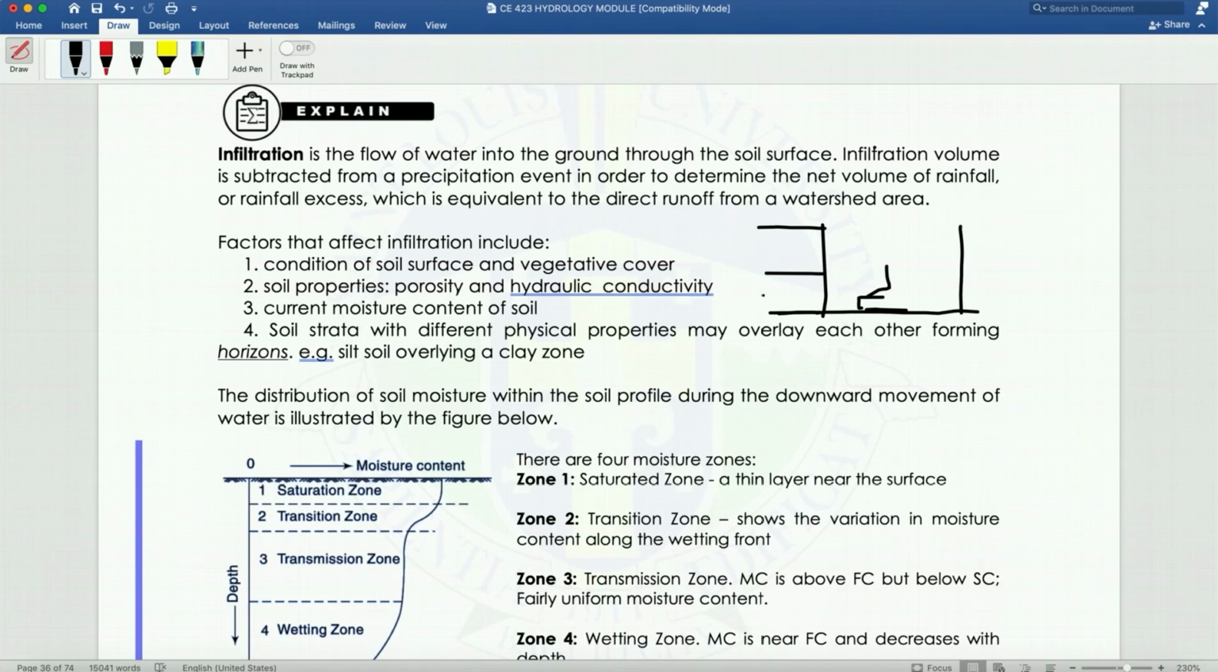Okay? So, it might happen that for example, the soil profile here is made of silt or clay. Hindi ibig sabihin na porket clay na sa level na to, clay na rin yung nandito sa ilalim. So, the soil properties is varying depending on the depth. Thus, we have a soil strata. Okay? So, we have a different soil profile here, a different soil profile here, a different soil profile here. Thus, giving us different soil properties, therefore affecting the rate of infiltration.